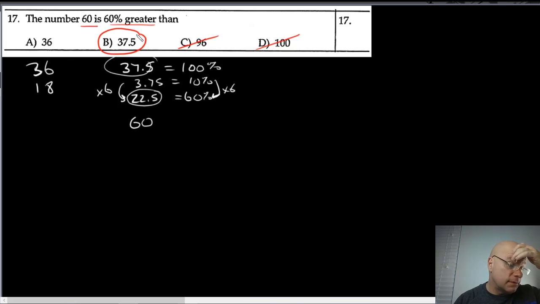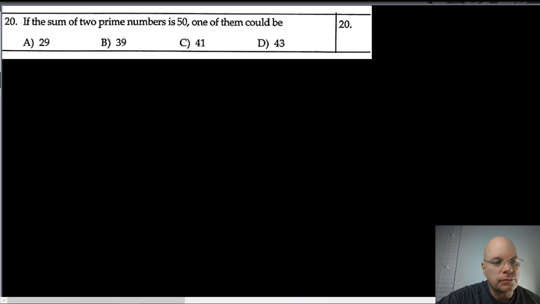If you found it, oh, I know the easier way. I keep forgetting we can use a calculator on this thing. Just do 1.6 multiplied by 36, 1.6 multiplied by 37.5 until you find out which one is 60. I keep forgetting calculators are allowed on this test. That's one of the rare instances where you would use a calculator, though, to be honest.